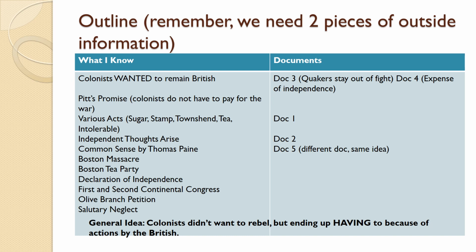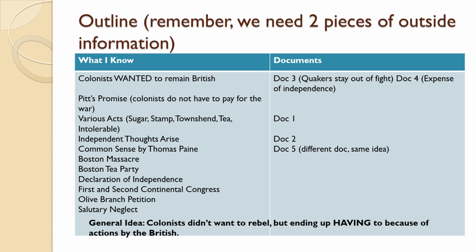Document 2. Now, this is from the Virginia House of Burgesses. The Virginia House of Burgesses, of course, is a legislative colonial body. And they're going to say that only they should make the decisions about taxes in the region. So I tied this to this idea of independent thoughts arising. When I bring this into my essay, I'm going to talk about how the colonists thought they should make these decisions on their own and not have them imposed on them.